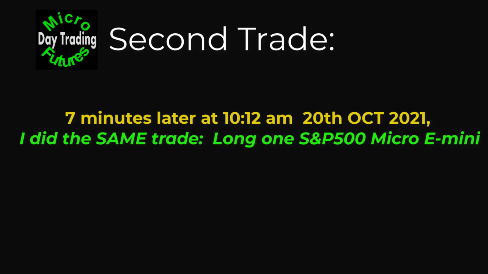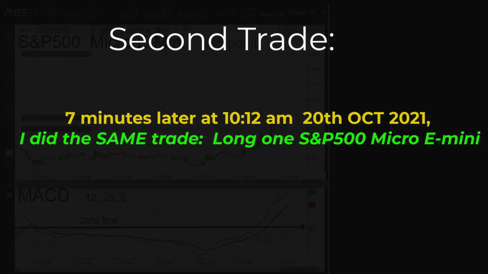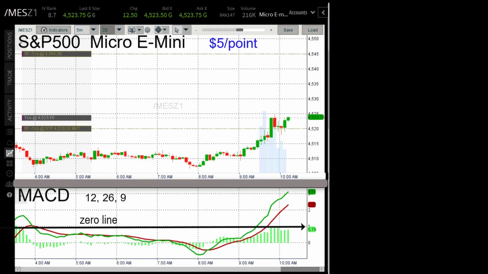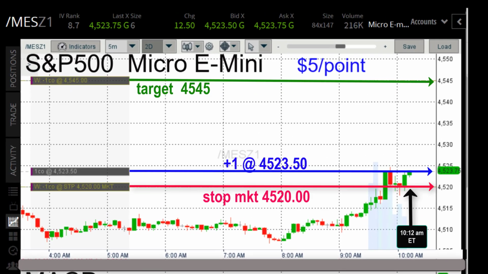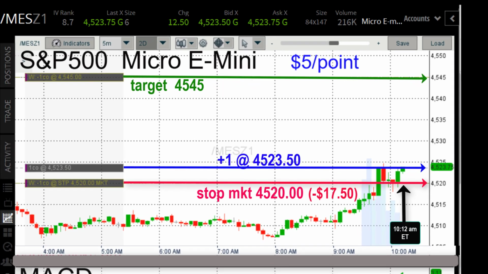So 7 minutes later, the second trade begins, and here's the setup. The time is 10:12 on October 20th. I'm long one contract at 45.23.5. The stop is 3.5 points down at 45.20. 3.5 points at $5 is $17.50 would be my stop loss point on this trade.